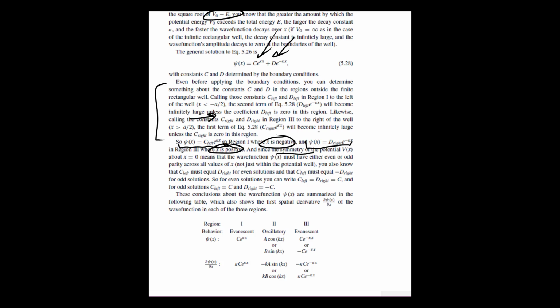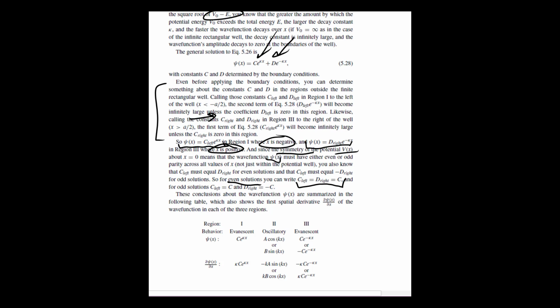Now we invoke the symmetry. Because the potential is symmetric about x equals 0, the wave function ψ(x) must have either even or odd parity across all values of x. That means inside and outside the well. Well, having parity means it can either be even or it can be odd. In the even case, it's got to be the same in region 1 as in region 3, and that means C left must equal D right. But if it's odd, then the sign of the wave function must be opposite in region 1 and region 3, and in that case, C left must equal minus D right. So we're going to write for even solutions that C left equals D right.